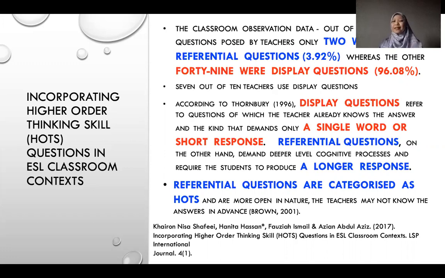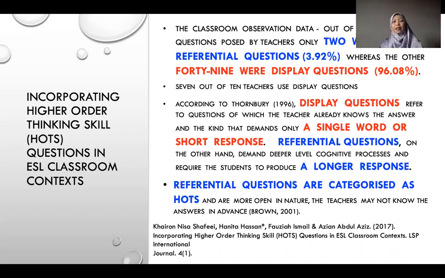Okay, what is display question and what is referential question? Display questions require a single word or short response, while referential questions require a longer response. So here, referential questions are categorized as HOTS questions. So it shows here our teachers are more prone to use LOTS questions.